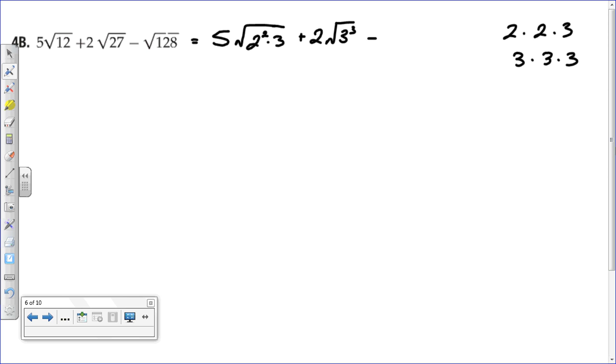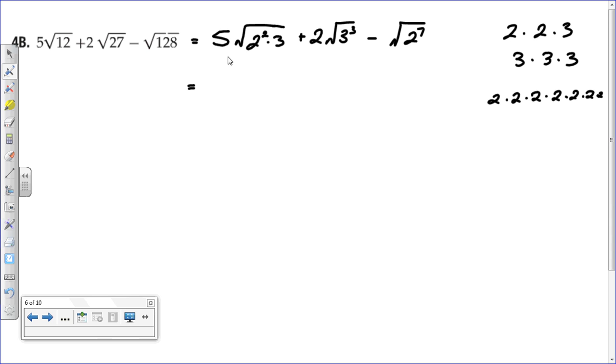Minus 128. 128 is 2 times 64. 64 is 2 times 32. 32 is 2 times 16. 16 is 2 times 8, and 8 is 2 times 4, which is 2 times 2. So 1, 2, 3, 4, 5, 6, 7. That's going to be minus the square root of 2 to the 7th power.